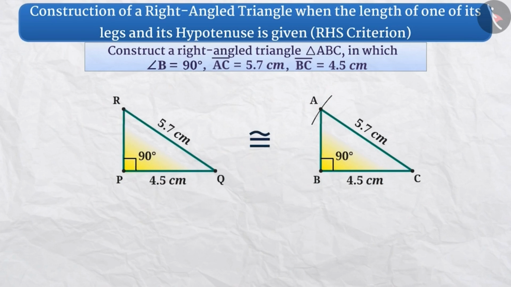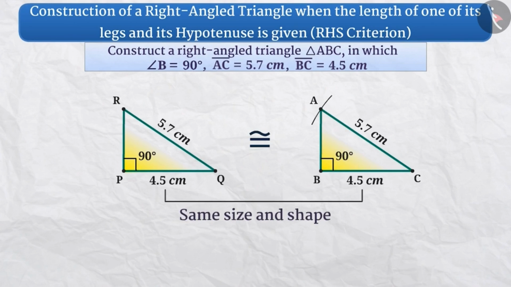That is, if we place triangle RPQ on triangle ABC, then we will be able to see that triangle RPQ covers the triangle ABC completely. That is, both the triangles are of the same size and shape, which means triangle RPQ and triangle ABC are congruent. Thus, we can say that by using the RHS criterion, we get a unique triangle.